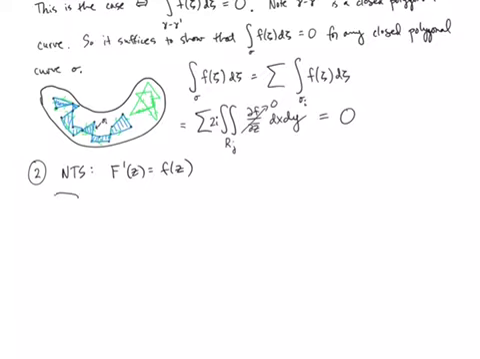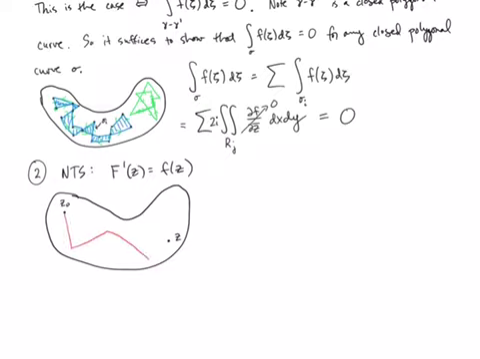So again, I'll draw my simply connected region and my z naught and then my z, and I have a polygonal curve, and so that's big F of z.